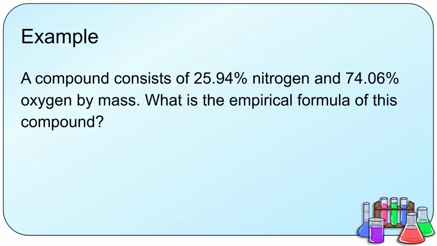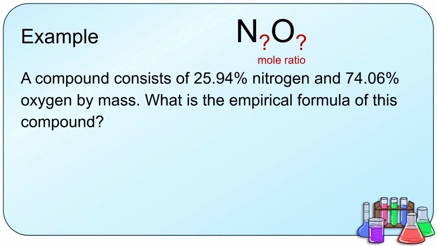Here's an example. A compound consists of 25.94% nitrogen and 74.06% oxygen by mass. What is the empirical formula of this compound? Before we start solving, let's think about what we're looking for. We know that this compound contains nitrogen and oxygen, but we don't know how many nitrogens and how many oxygens. We need to know the mole ratio, which is what the subscripts are. Subscripts tell us how many moles of nitrogen to how many moles of oxygen we need for this compound.